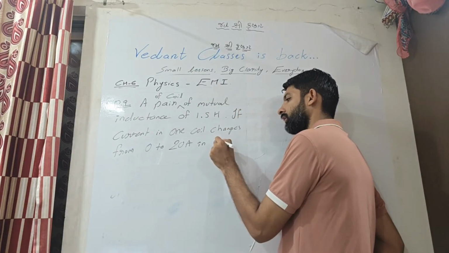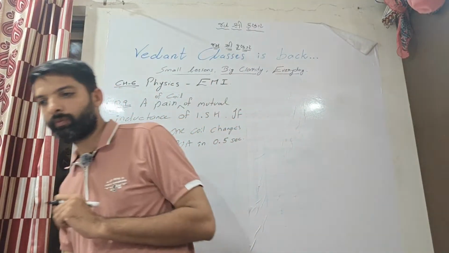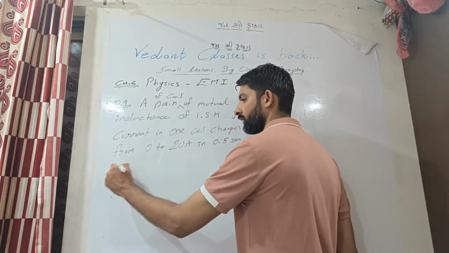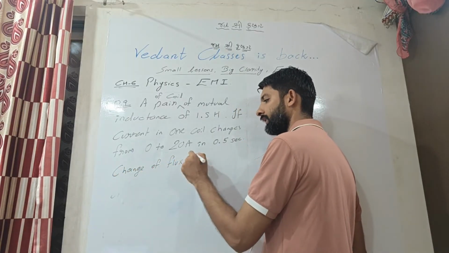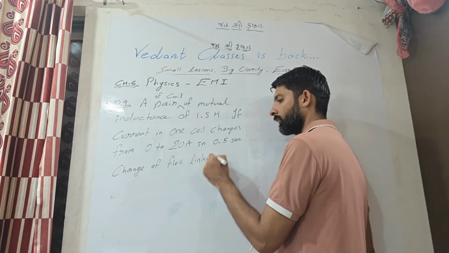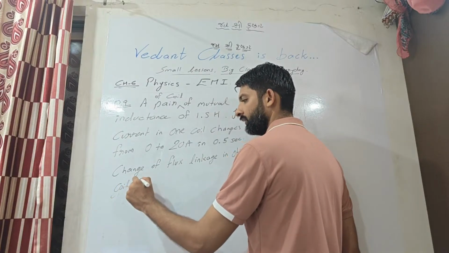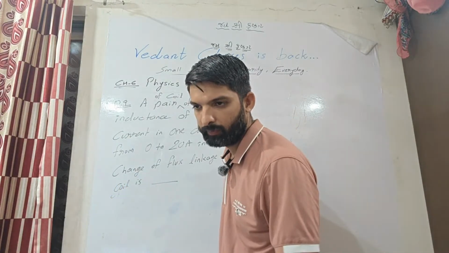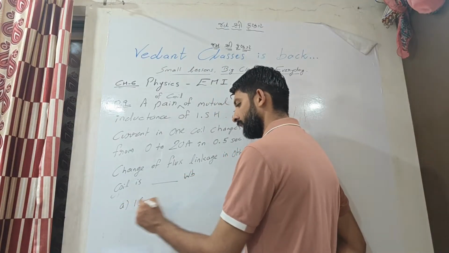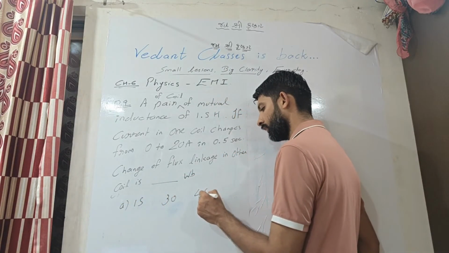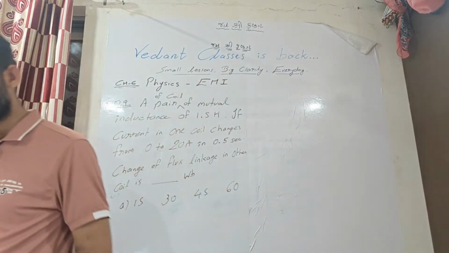in 0.5 second, the change of flux linkage in the other coil is blank. Options: 15, 30, 45 and 60 Weber.